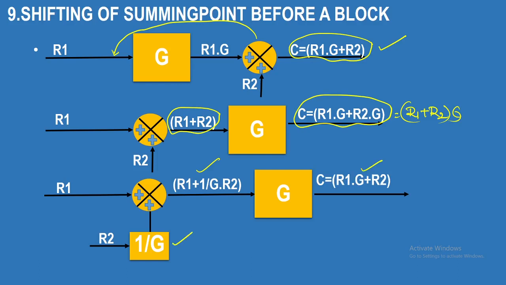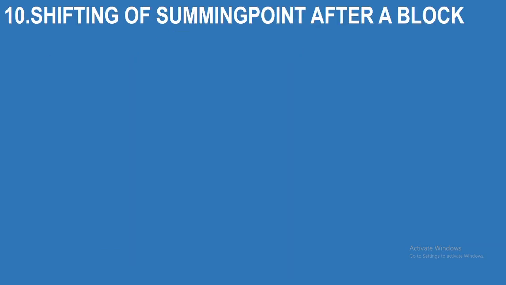So whenever you are shifting a summing point before a block, you have to multiply with 1 by G. If you take R1 plus 1 by G into R2, that will be multiplied with G. Then R1 into G, plus G and 1 by G get cancelled, and finally you have R2 only. So the output is the same thing. So this is another important rule. Next is the final rule, shifting of summing point after a block. Now we are going to shift the summing point after a block.